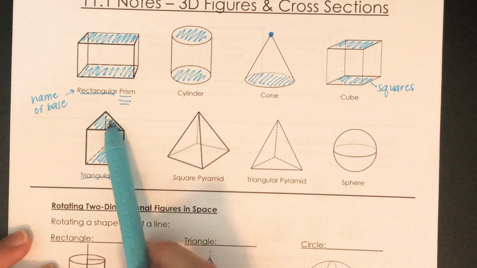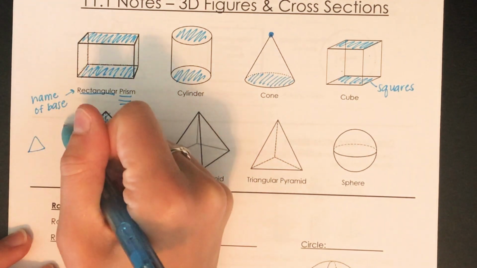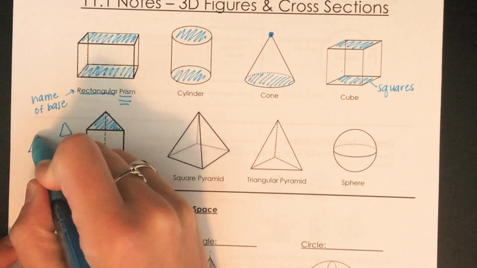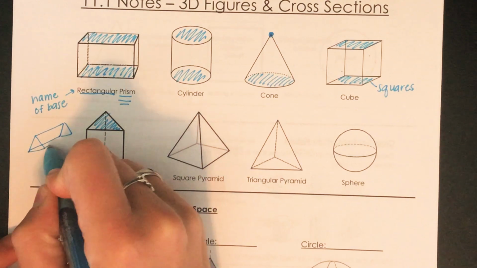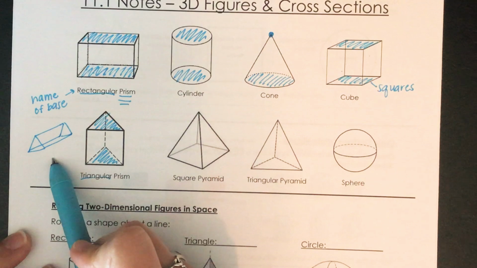A lot of people get this mixed up because sometimes you might see a picture of a triangular prism on its side like that, right? Where the rectangles are at the bottom.